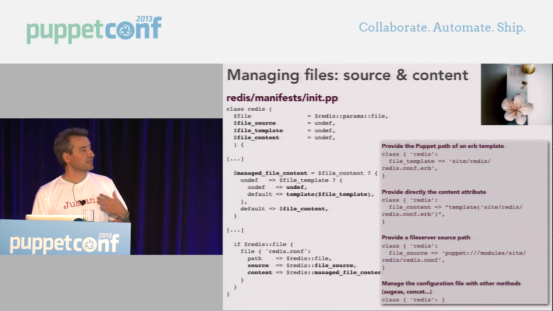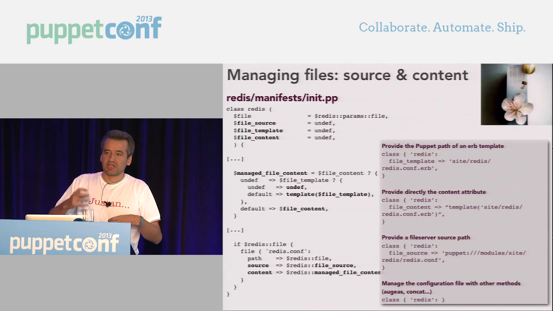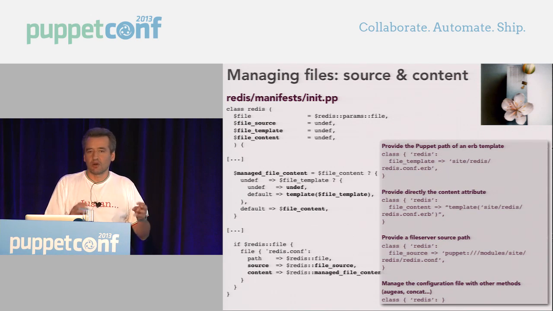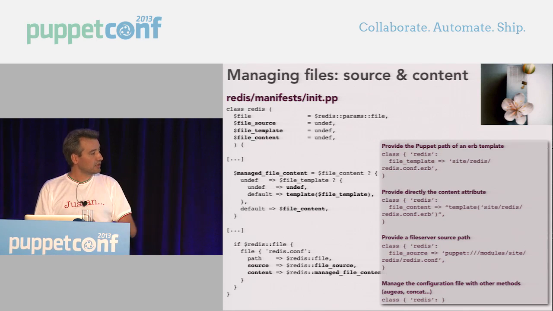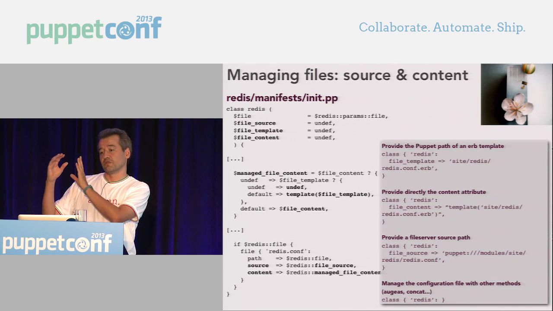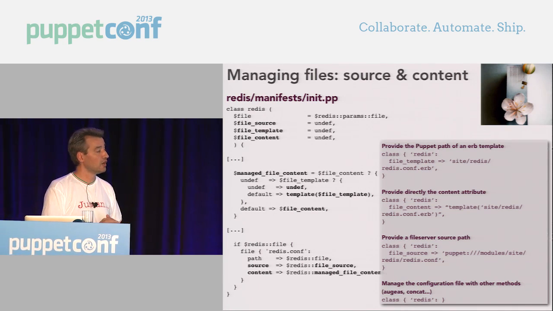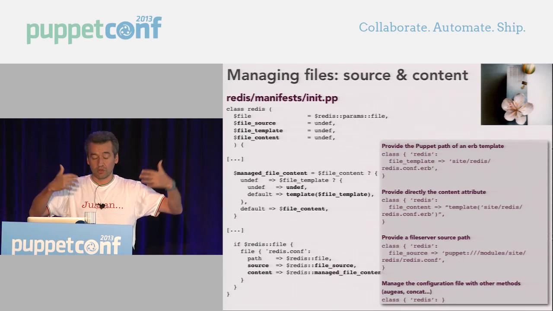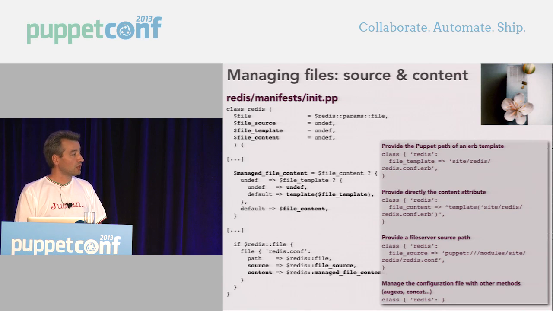If you want to provide it as content, maybe using inline templates or whatever, specifically using the content, you can use file content. You may use file source to provide a specific single configuration file, a static configuration file, or an array of files according to whatever kind of logic you want.